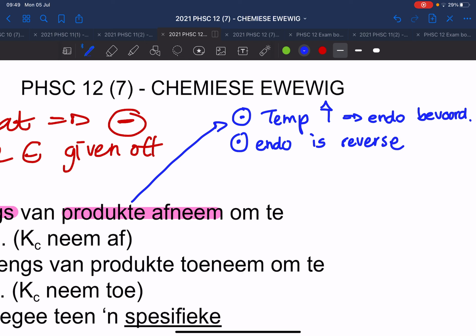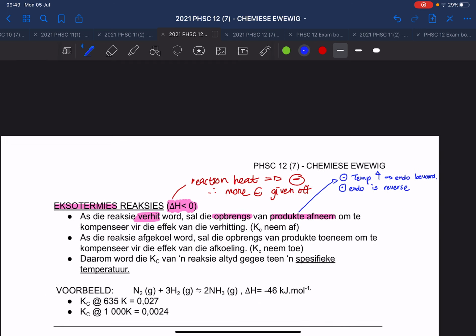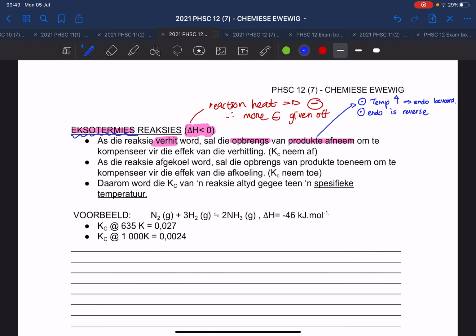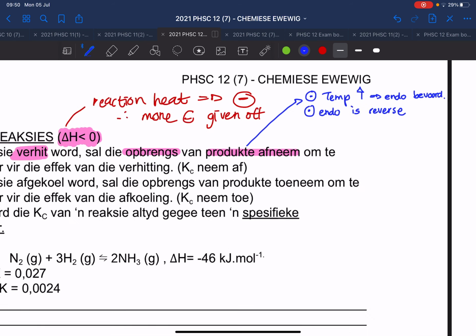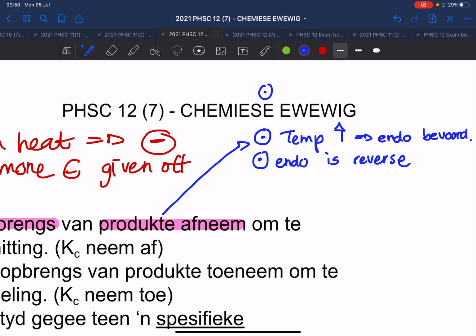Jy wil sê in daai reaksie, so dis nie altyd so. Nee, in hierdie ene. Okay, so gaan ons sê, in this whole reaction, it is an exothermic reaction. Okay? Wat beteken dit? Dit beteken die voorwaartse reaksie, the forward reaction is exothermic, eksotermies.